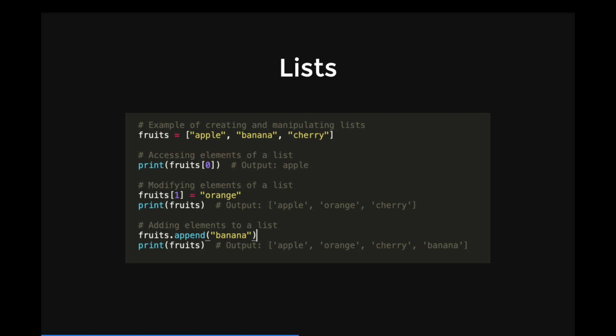If you say fruits[1] = "orange", it will change banana to orange, because index 1, which is the second element in the list, is now orange. So if you print it out, you'll see the output is apple, orange and cherry. Banana disappeared. Next, you can say fruits.append("banana"). If you have a list with 3 items, you can append another item to it and it will be added at the end of the list. So if you print it, you'll see the output is apple, orange, cherry and banana.